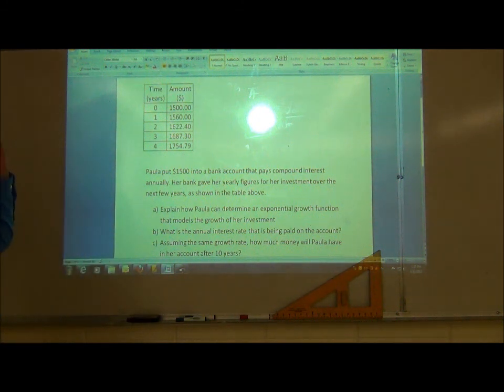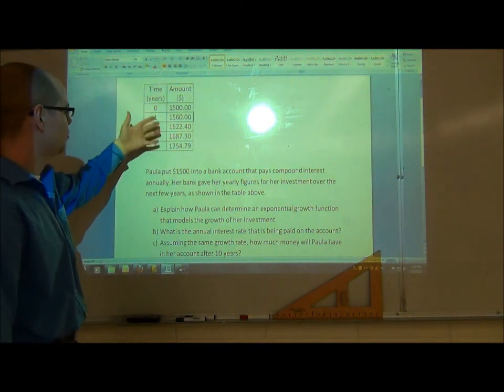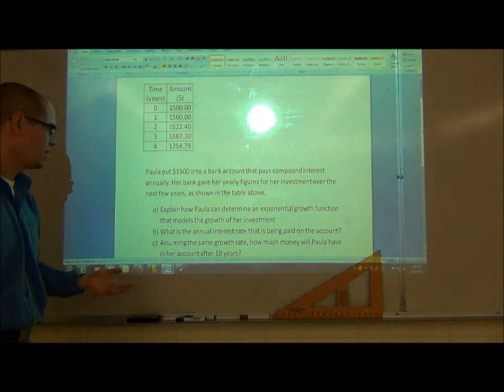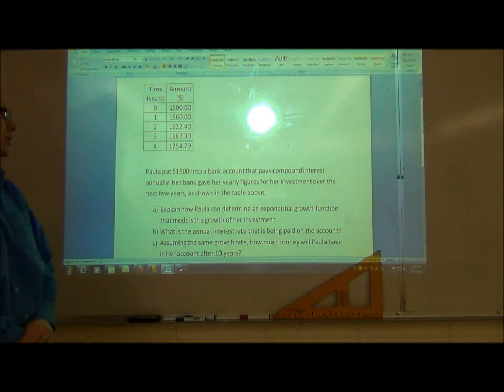It says here that Paula put $1,500 into an account. It's compound interest. It's paid annually. Be really careful with that. If it's paid semi-annually, etc., and you're putting it into the equation, you need to divide by the number of compounding periods, but we don't have to worry about that here. We're given the amount of money she has after 4 years in a table. A is asking us to explain how Paula can determine the exponential growth function.